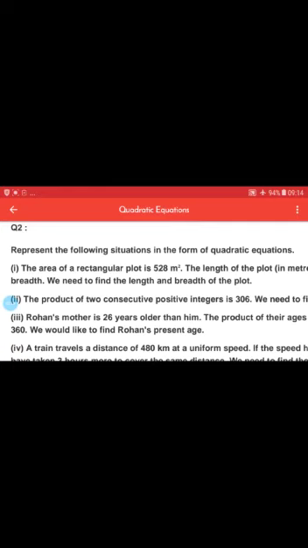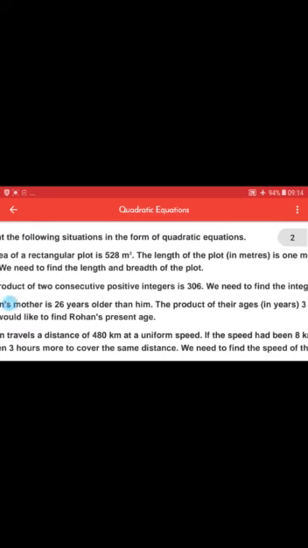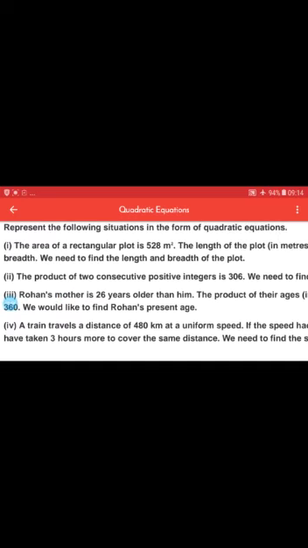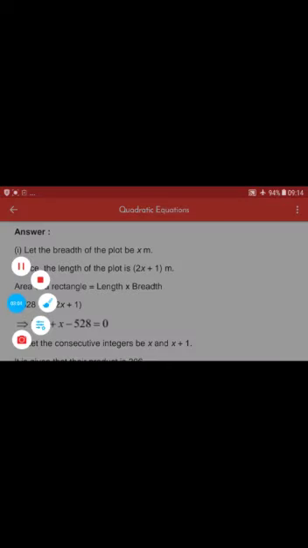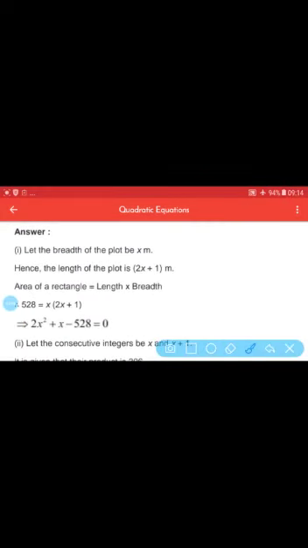The area of a rectangular plot is 528 meter square. The length of the plot is 1 more than twice its breadth. We need to find the length and breadth of the plot. What do we have to find in this? Length and breadth of the plot. So let us see here, let us assume the breadth of the plot to be x meter.